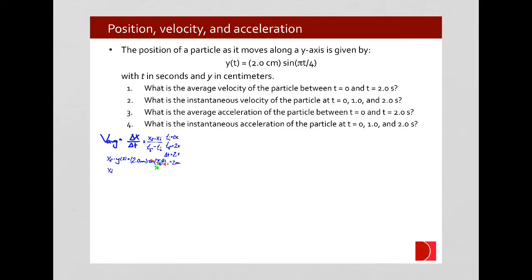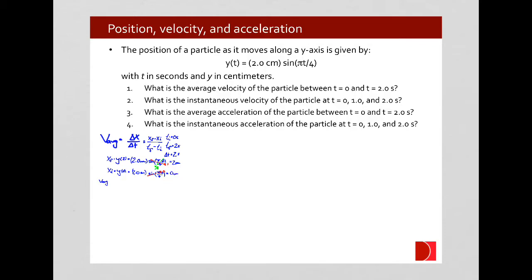Our initial position will be 2 centimeters times sine of pi times 0 over 4, because t is equal to 0 in this case. When we plug in a 0, we get sine of 0. Sine of 0 is 0, and so the whole term is equal to 0 centimeters.